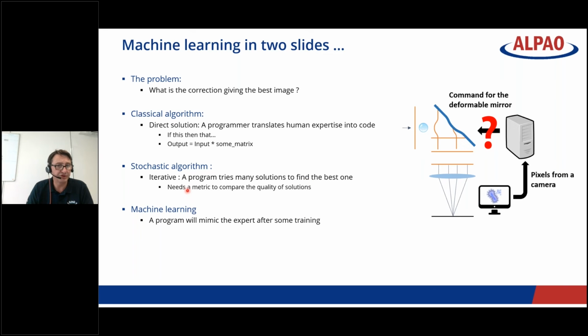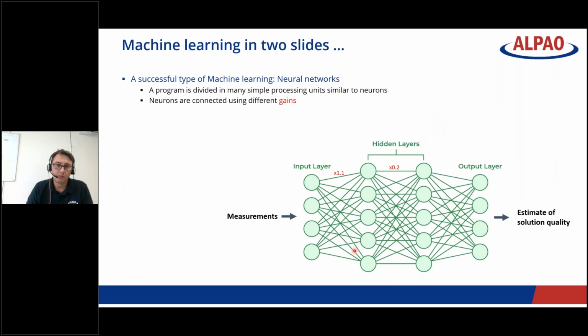And the approach is very different. The idea is that you still have a program, but it will somehow mimic what the expert would do after some training. So there is no explicit programming of the formula or the equation, but there is a training phase. So what is this training, and how can machine learning be implemented?